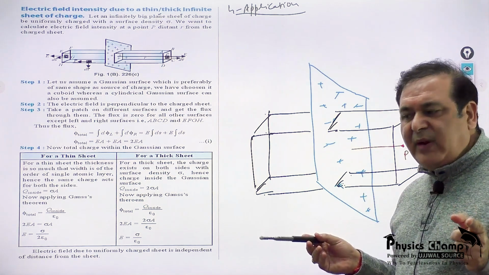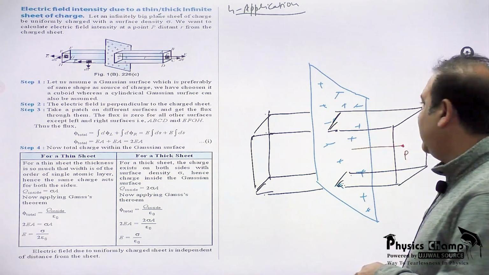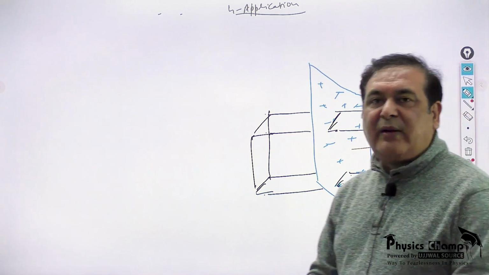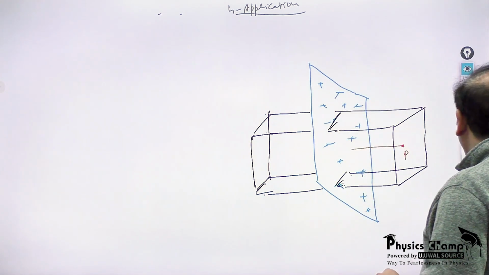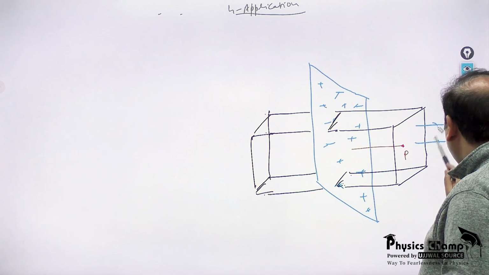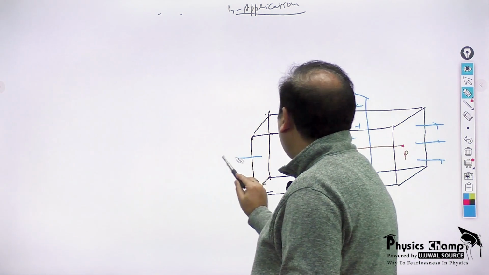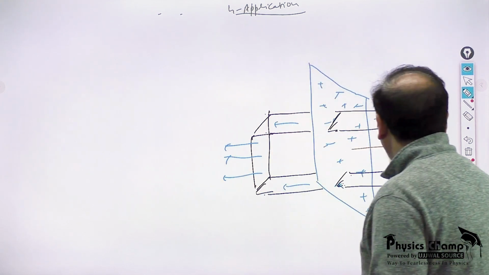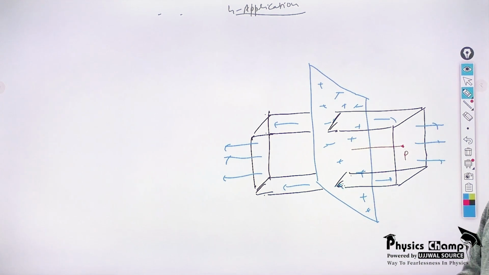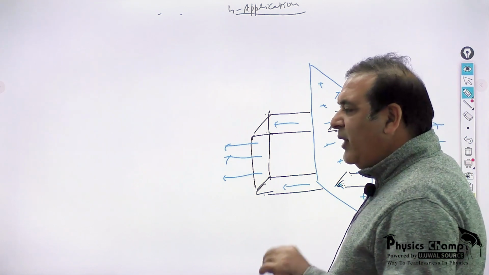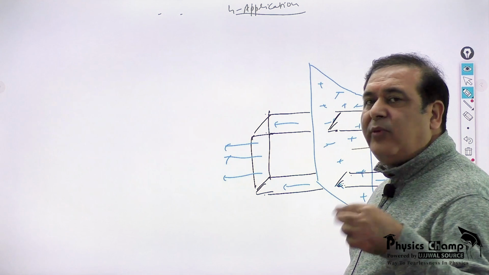The first thing that we have done is assume a Gaussian surface, and then the next step is to look for the direction of electric field. So the electric field, due to this distribution of charge on the sheet, would be like this, normal to the sheet. So step 2 you have done. Now step 3, take a patch on every kind of surface and look for the flux through it.